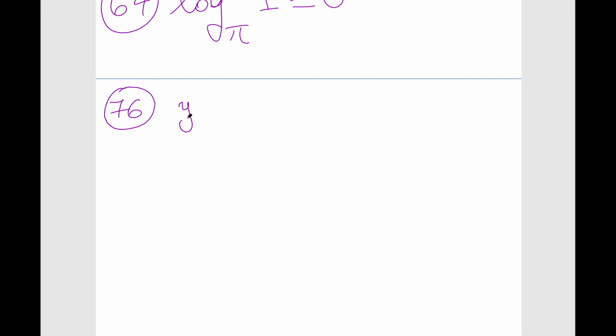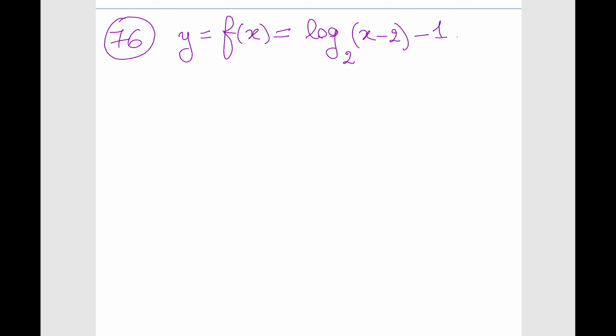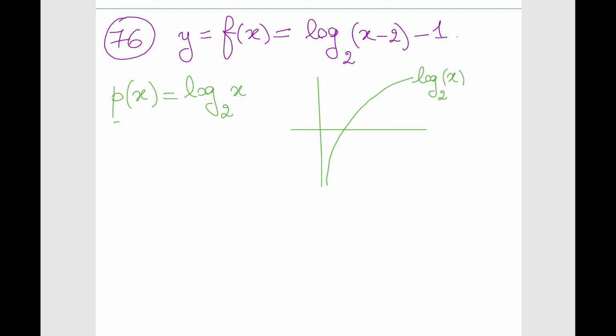So our function y equals, how about we give it a name? How about we call it f of x, and it's log base 2 of x minus 2 minus 1, right? The parent function that I'm going to start with is log base 2 of x. Since the base is bigger than 1, the graph is going to look like this. So this is log base 2 of x, which is the parent function p.